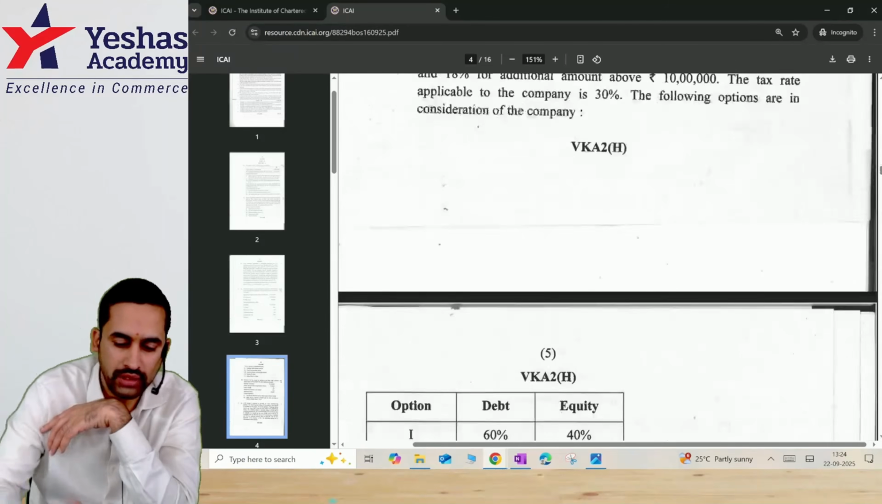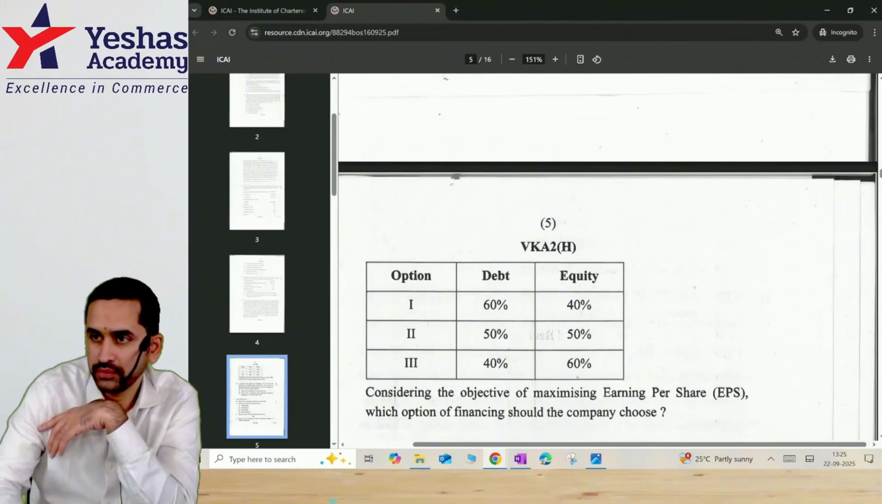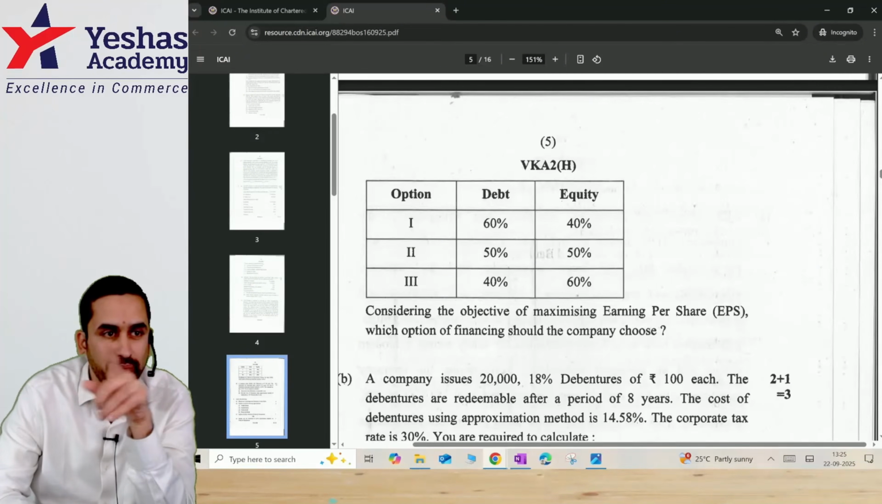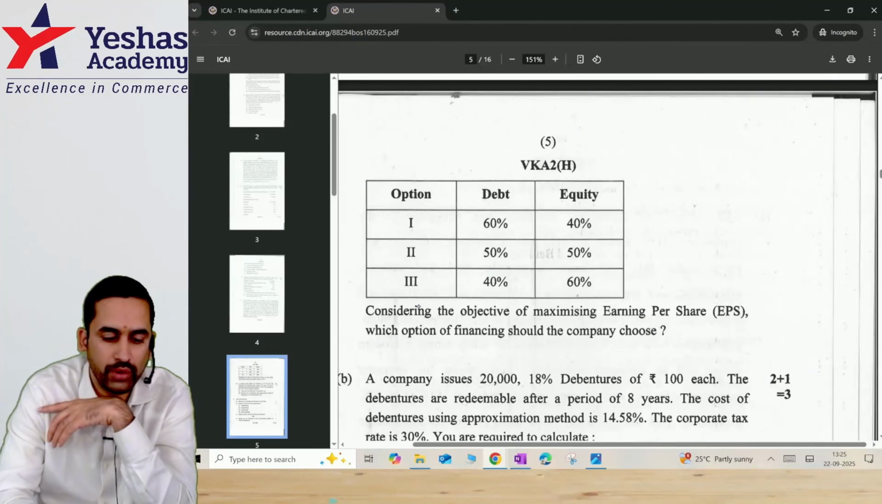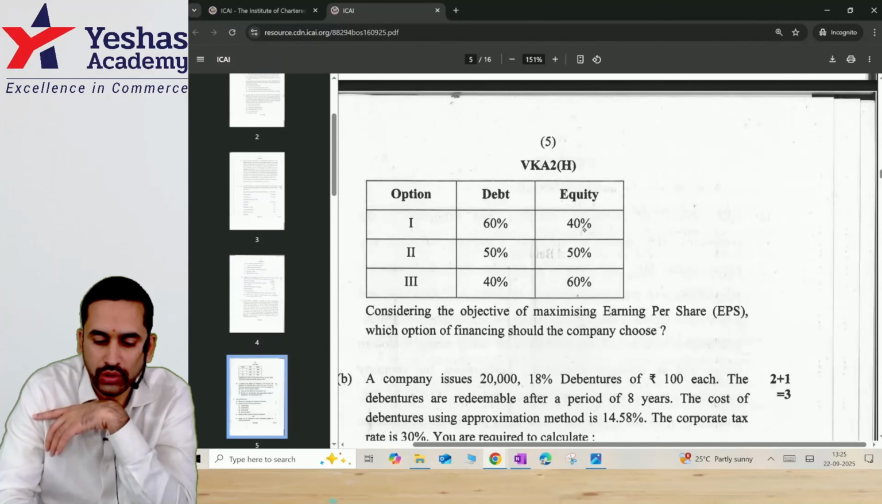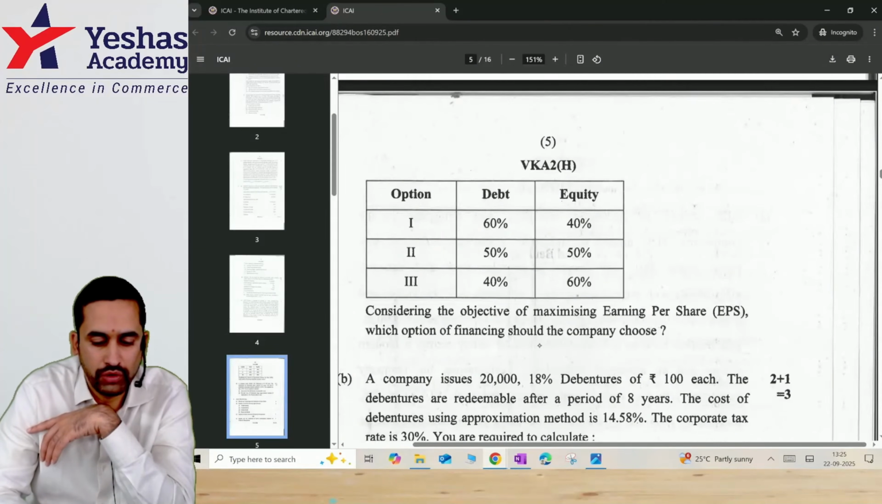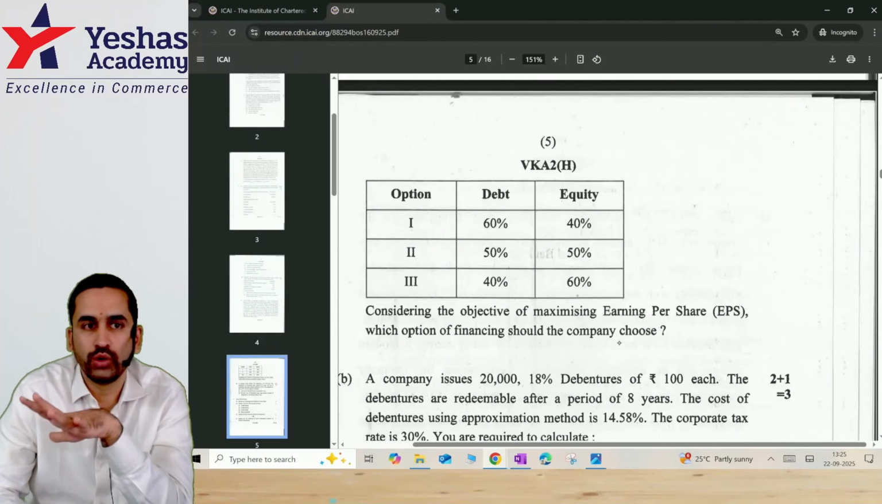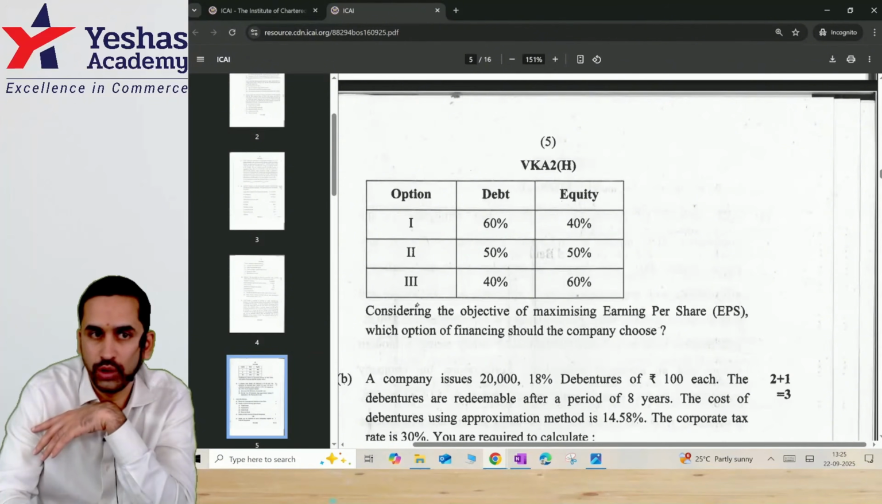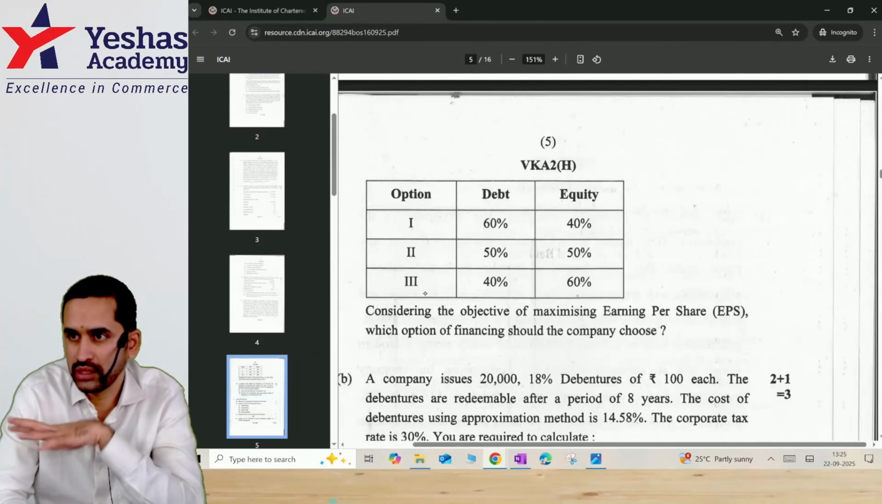Following options are available. They gave you 3 options. You had questions proposal P, Q and R. Here you have option 1, 2, 3. 60 debt, 40 equity, 50, 50, 40, 60. Considering the objective of maximizing EPS, which option is feasible? That means they want you to work out EPS for all 3 options. Whichever EPS is highest, that you have to select.